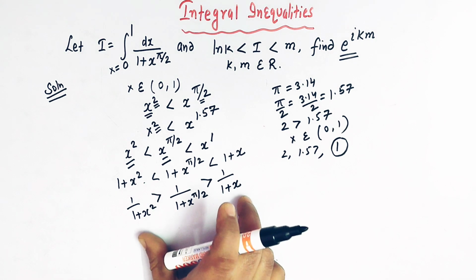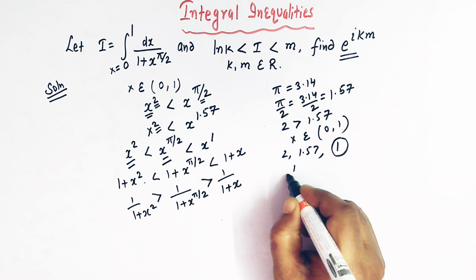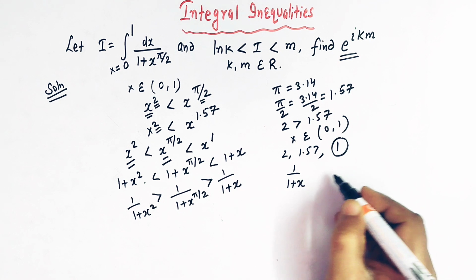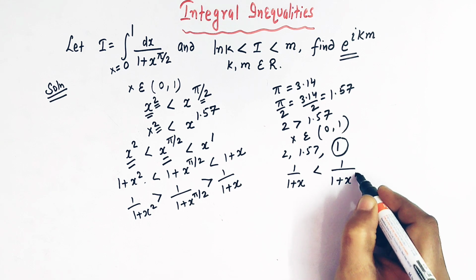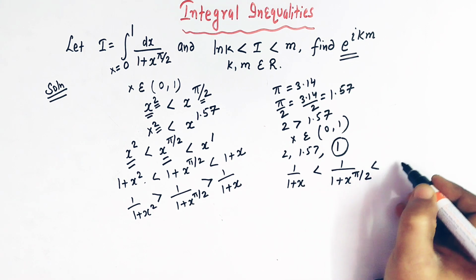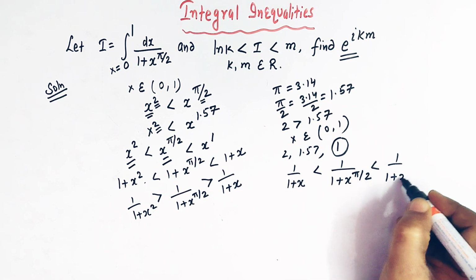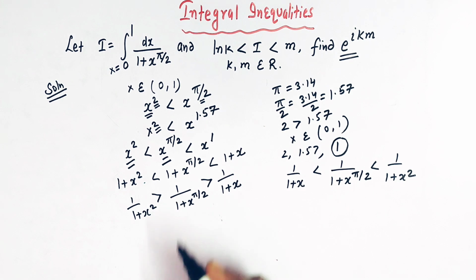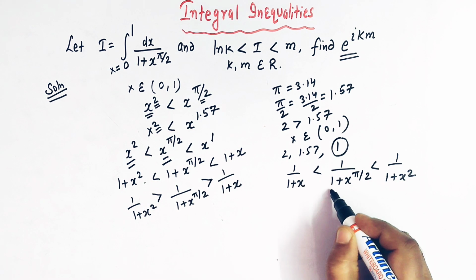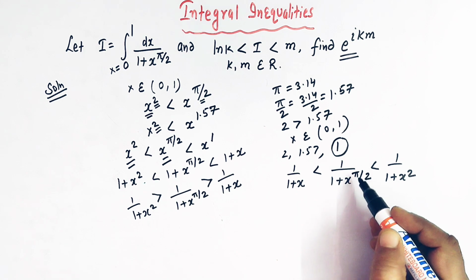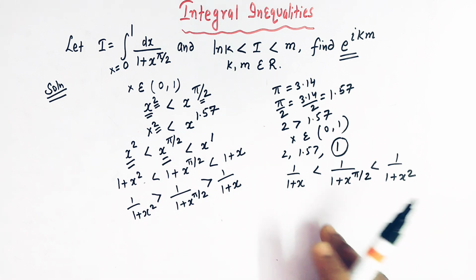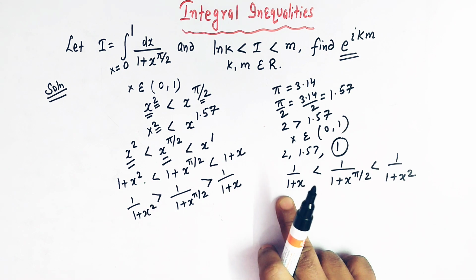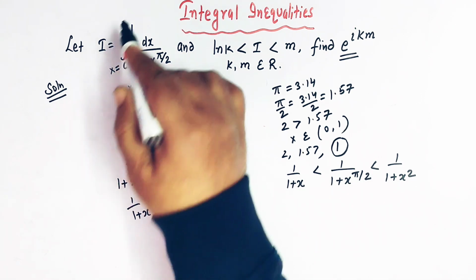So now we can also rewrite this inequality as 1 over 1 plus x is less than 1 over 1 plus x raised to pi by 2, and here we have 1 over 1 plus x square, right? So now we have obtained the integrand which appears in this integral I, right? So now we'll integrate throughout from 0 to 1.